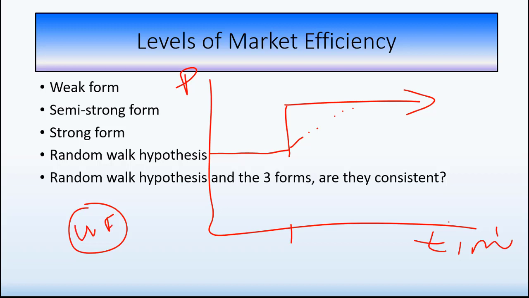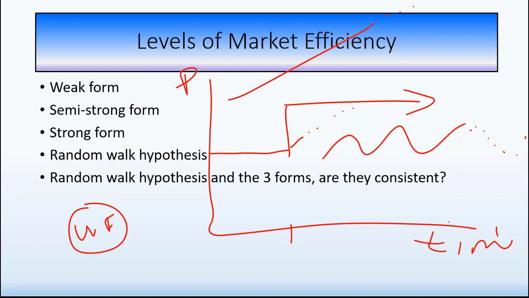That's all past stock price information. That says, look, if you see a pattern like this, it doesn't mean it's going to keep going up. If you see a pattern like this, it doesn't mean it's going to keep going along, because that information is already embedded in the stock price at this moment. So that's the information content of weak form.